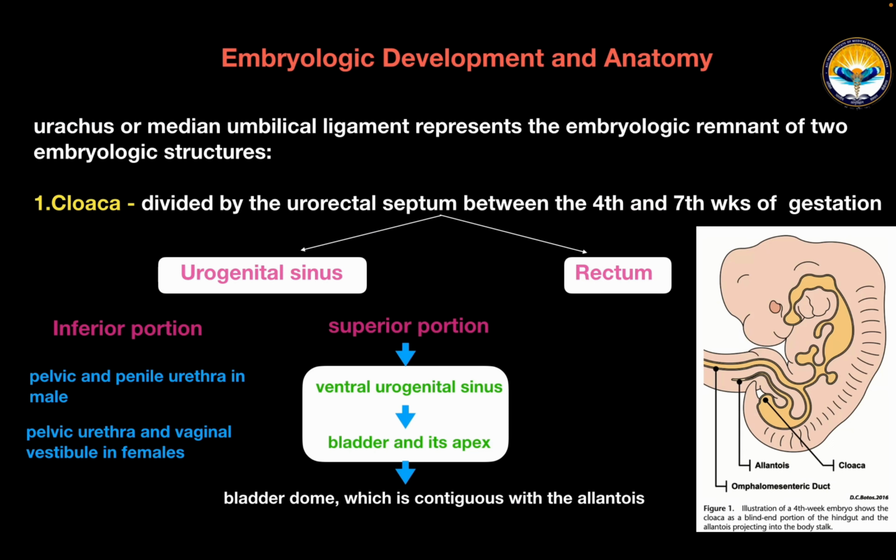Here we can see the urogenital sinus ventrally and the rectum dorsally. The inferior portion of the urogenital sinus becomes the pelvic and penile urethra in males and the pelvic urethra and vaginal vestibule in females. The superior portion of the ventral urogenital sinus later becomes the bladder and its apex, which subsequently becomes the bladder dome, which is contiguous with the allantois.